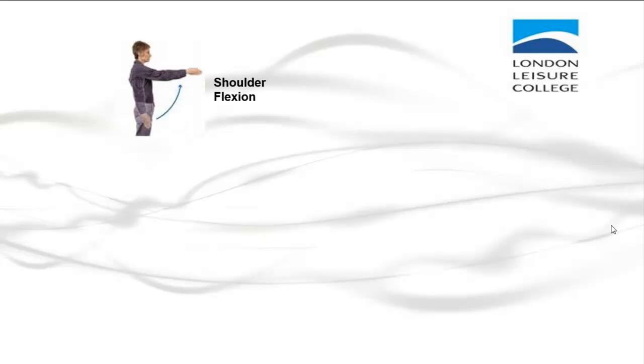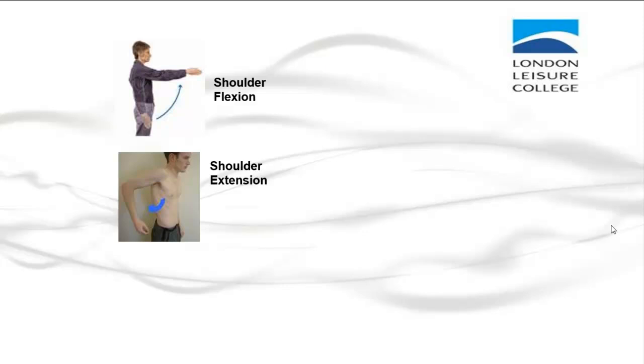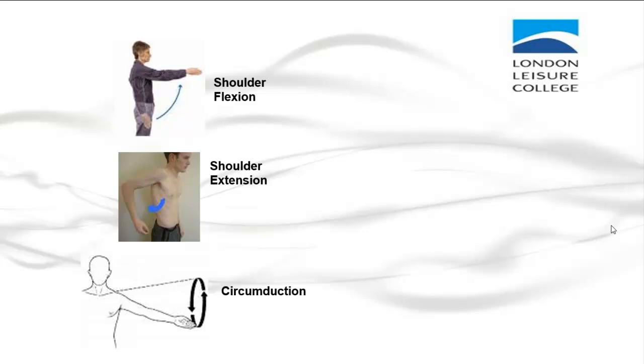Okay, some more joint movements for you. When you lift your arm in front of you, you're performing shoulder flexion. So anything that happens in the front of the body is flexion, and anything that happens behind the body is extension. So when you lift your arm in front of you, you're performing shoulder flexion, and when you're taking the arm behind you, you're performing shoulder extension. Okay, and if you had your arms out by your side and performed a circle movement, you're performing what is known as circumduction.